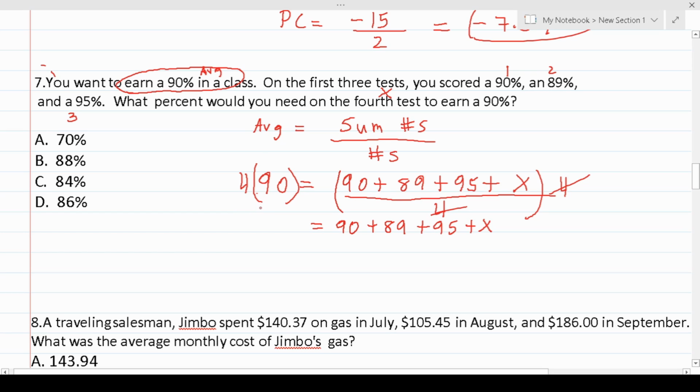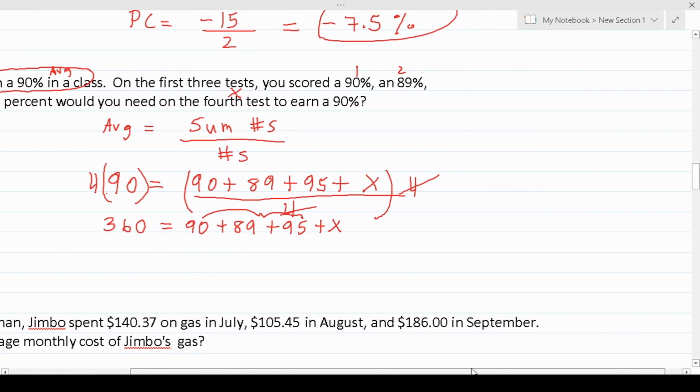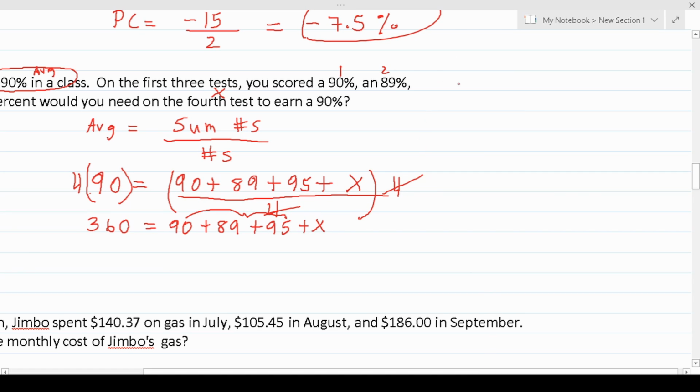Therefore, 90 times 4 is 360. Again, mental math is important on this test. And as we can see, to find X, all we have to do is move all these things right here over to the left. But before we do that, I'm going to sum them up to make it a little bit easier. So that's going to be 90 plus 89 plus 95.